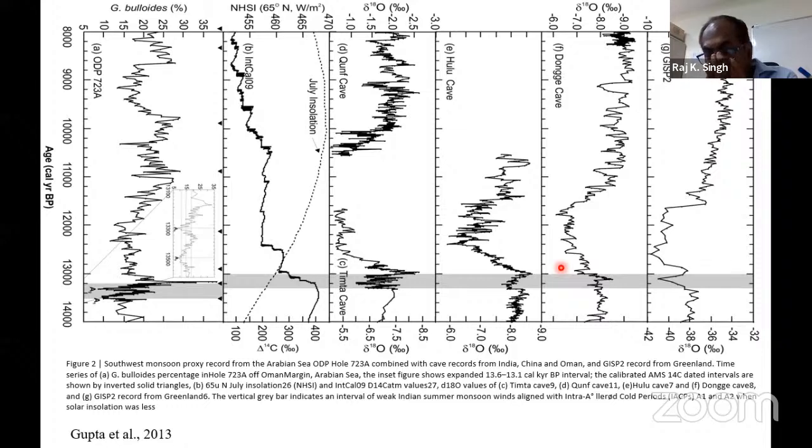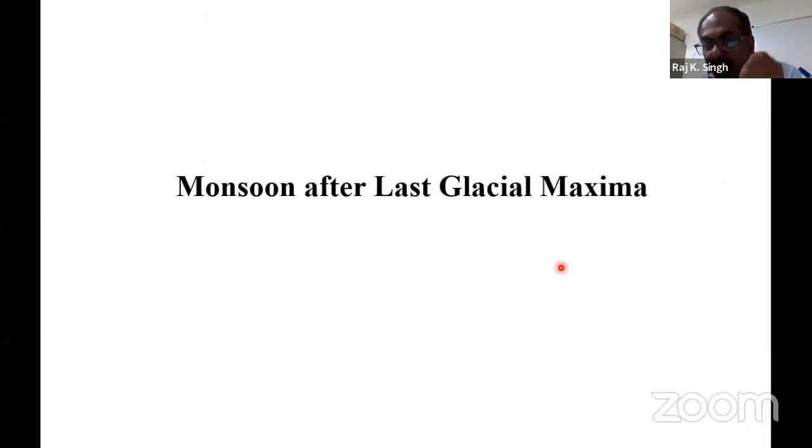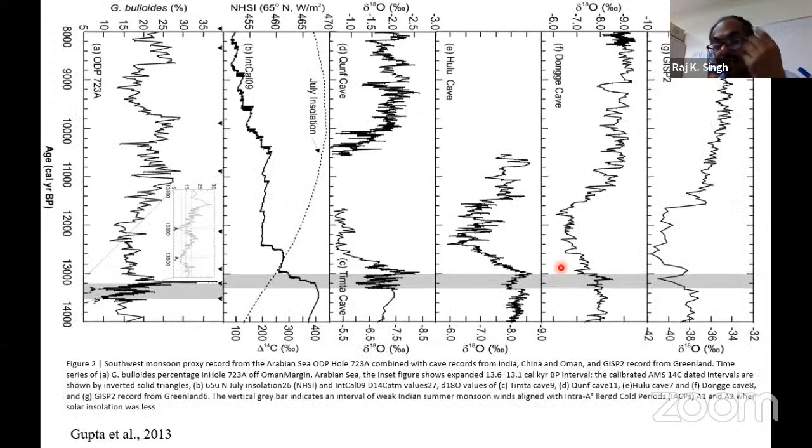After the late Pleistocene, I'm getting to another part: the Holocene period, the younger intervals, and the monsoon. If you analyze this monsoon pattern after the last glacial maxima, we find that it has been influenced by the solar cycles.